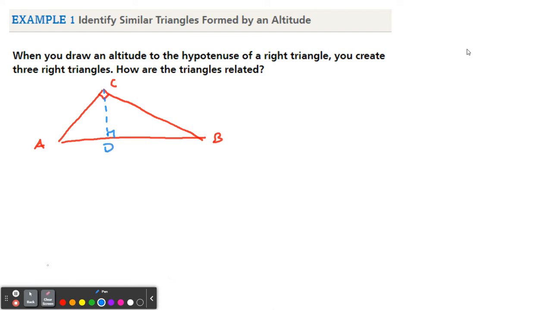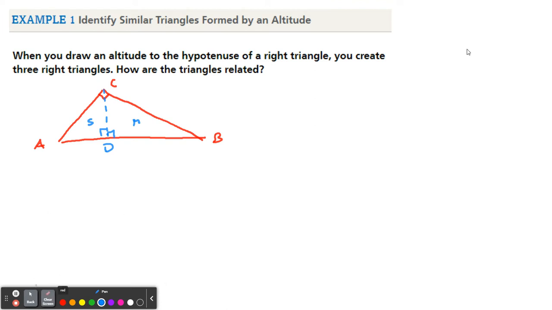So the question is, how are these three right triangles related? So again, you have two small ones now. I call this one the small one. This one is the medium one. And then you have the overall big one, right? How are these three triangles related? Well, they're actually all going to be similar.